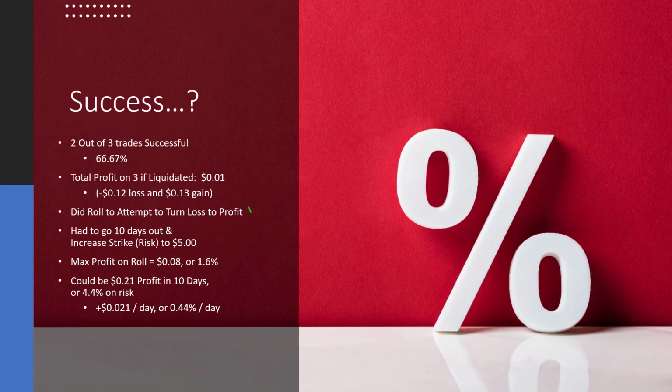All right, we did roll to attempt to turn the loss into a profit, and had to go 10 days out in time. More importantly, we had to increase the strike difference in order to get that 44-cent net credit to counter the debit of 36 cents. Now, the max profit on the roll is only going to be 8 cents, or a 1.6% return against the true risk now of 492.